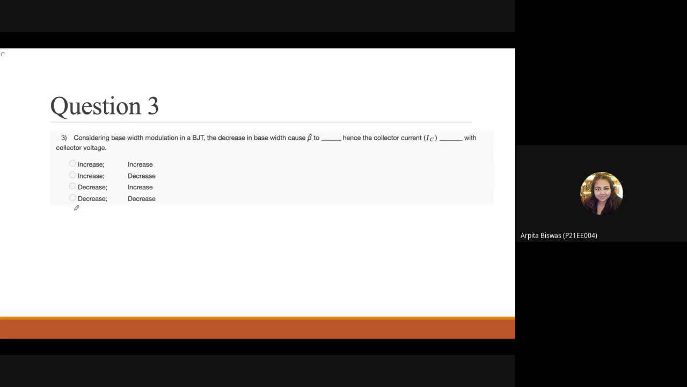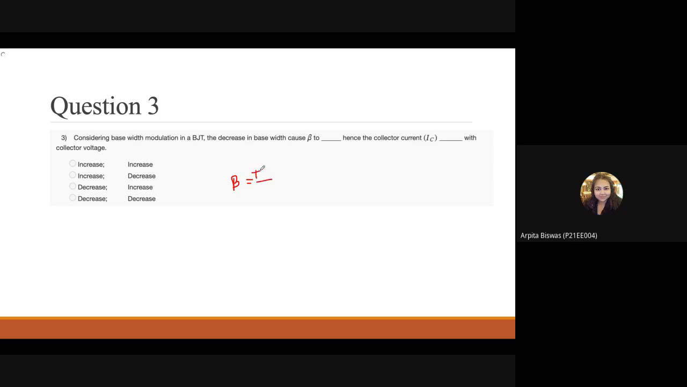Considering base width modulation in a BJT, the decrease in base width causes beta to dash, hence the collector current IC dash. At first, tell me what is the relation between this beta and IC. What is the right option? Beta is equal to what? IC by IB. Yes, IC by IB.